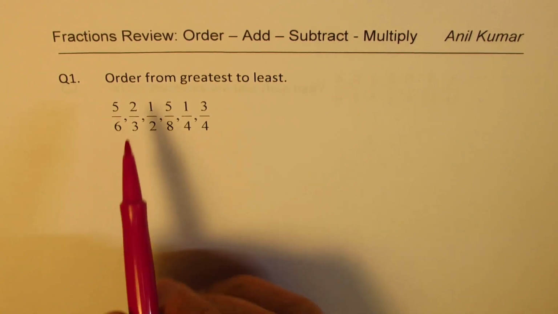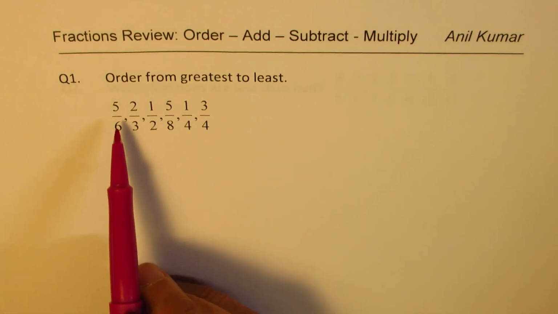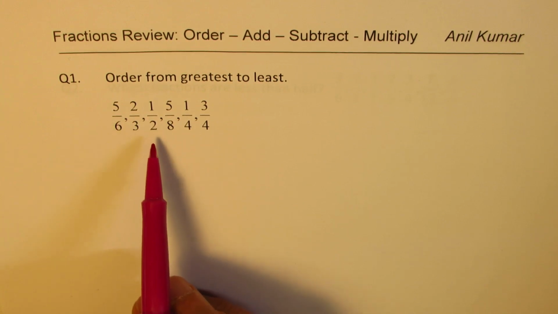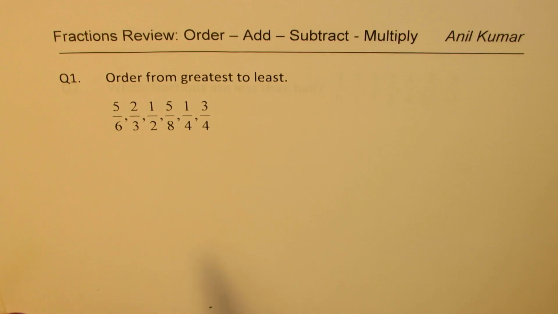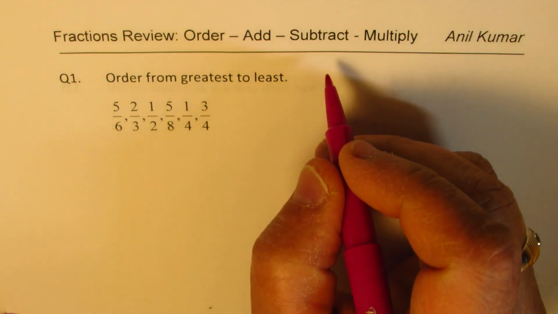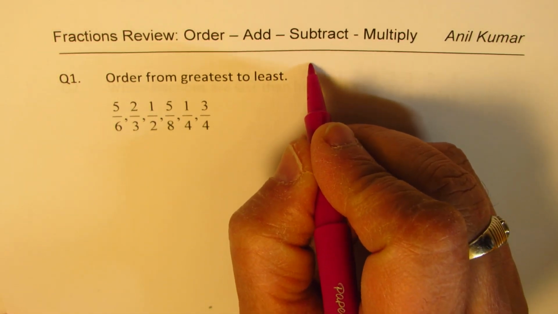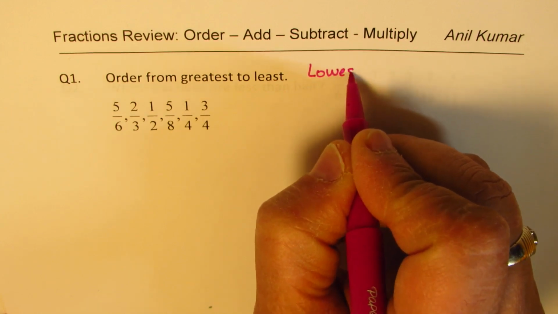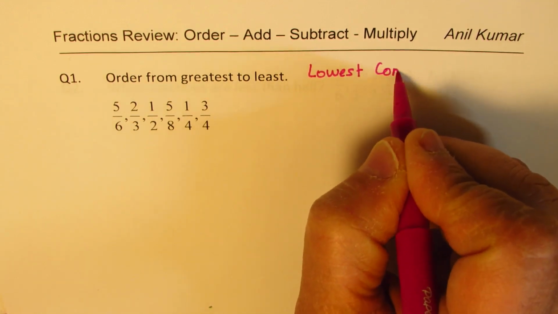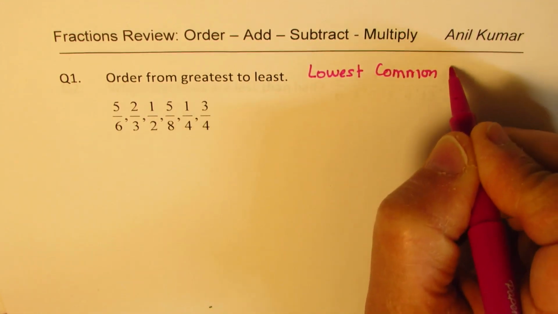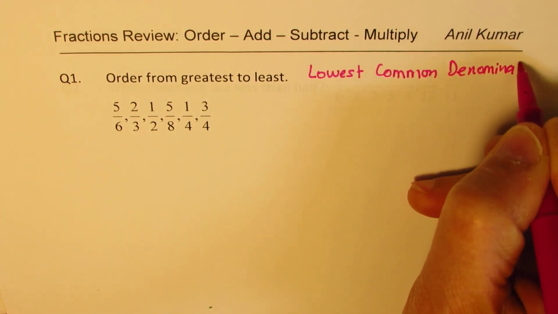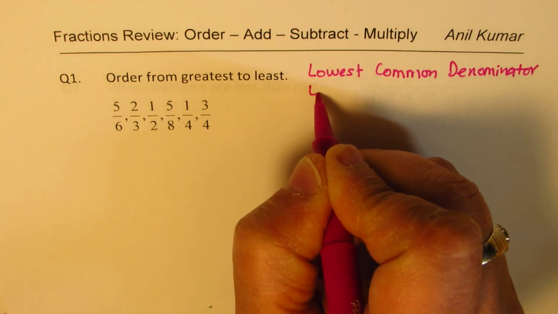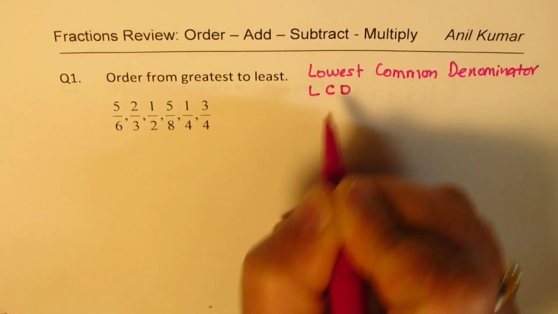We need to order from greatest to least: 5/6, 2/3, 1/2, 5/8, 1/4, and 3/4. What should be our first step? First step is to have the lowest common denominator. So we'll call this the lowest common denominator, right?